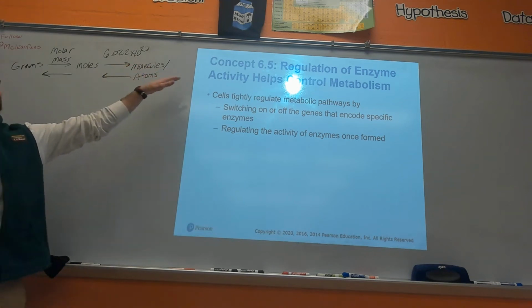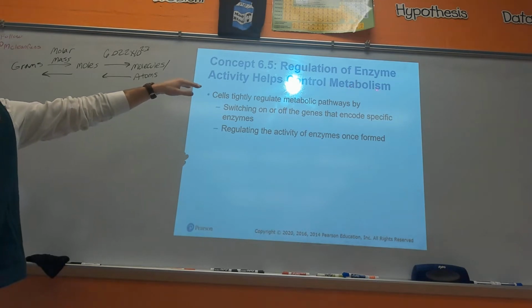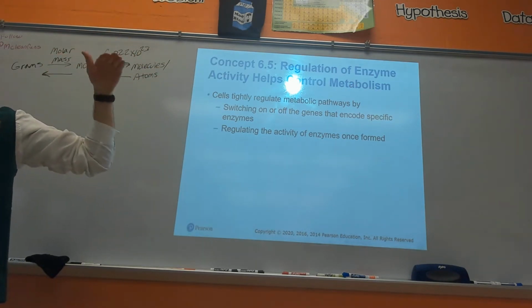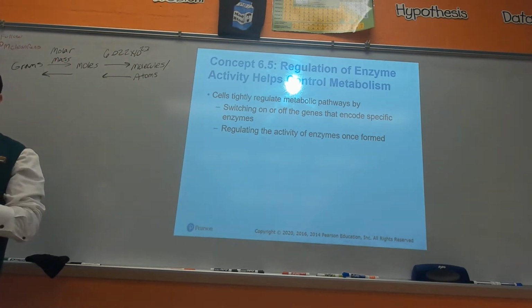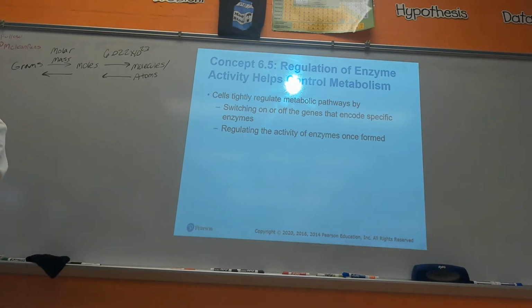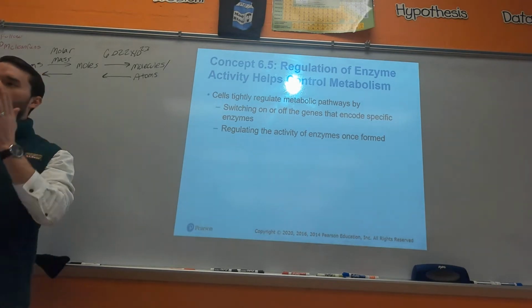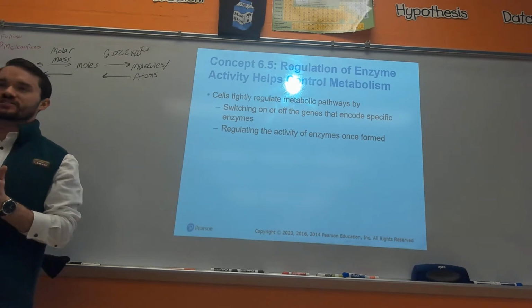So, 6.5, regulation of enzymes. So, metabolism, you could define metabolism as the sum of all the chemical reactions in the cell. You could think of a cell as just a set of organized chemical reactions. And most of the time, we want to control how fast or how slow they happen. In other words, you don't want to do all the chemical reactions as fast as you can for as long as you can, because then you would not survive.